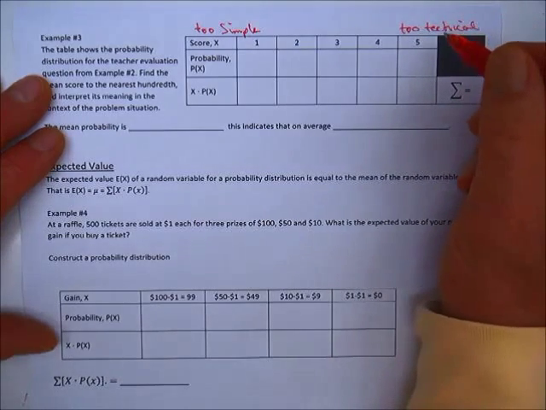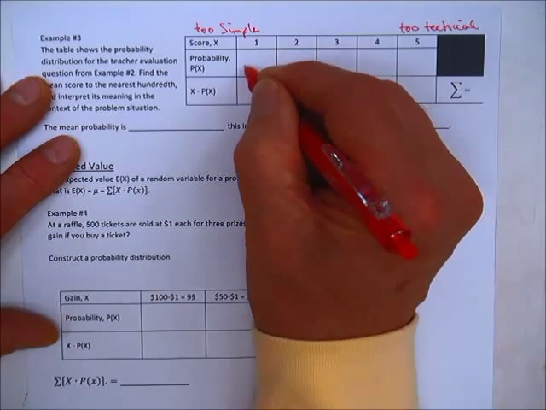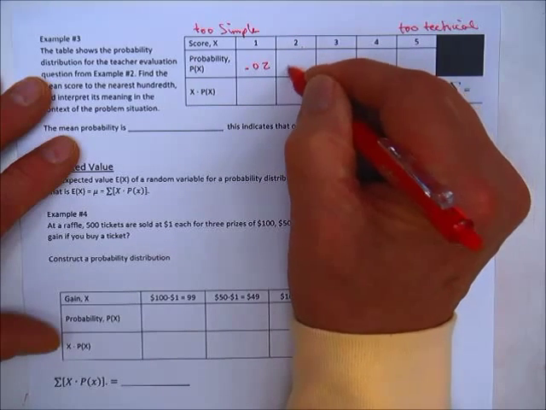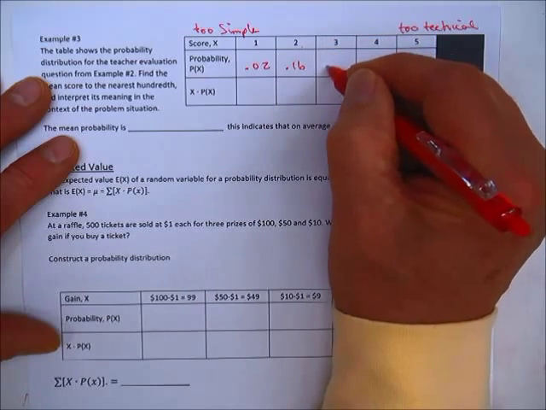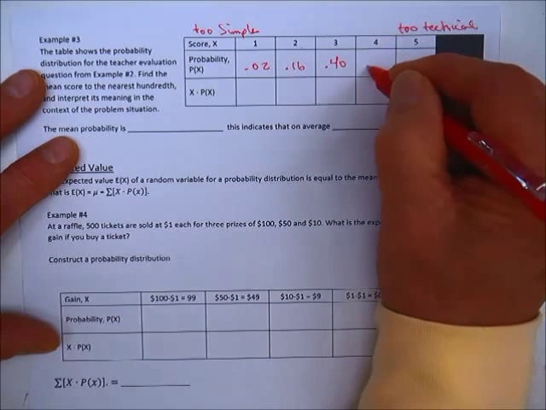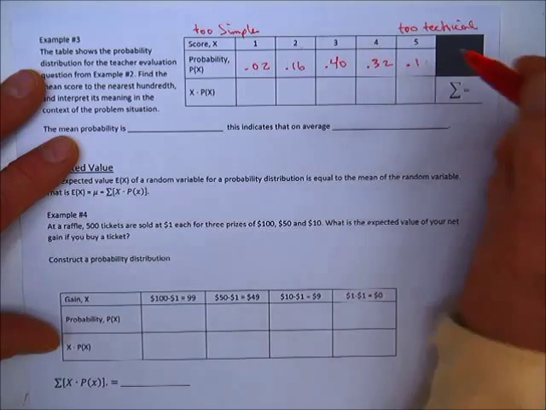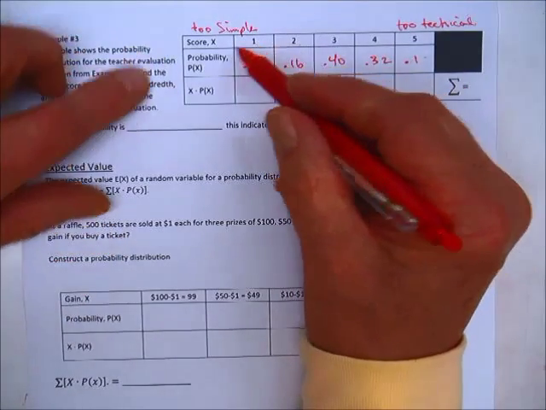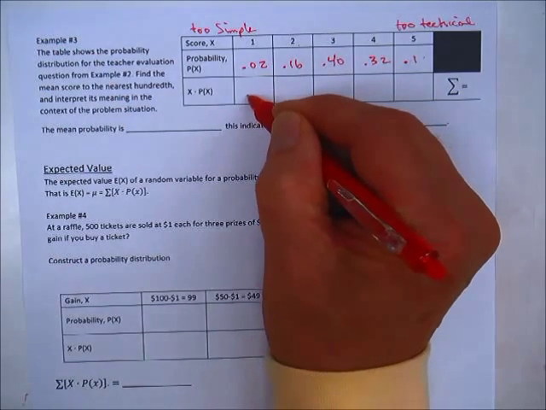And the number of responses that thought they were way too simple, that scored 1, that was 1 out of 50, or a probability of 0.02. And people that scored 2 was 0.16. And the people who scored 3 were 2 out of 5, or 0.4. And people who thought it was getting too technical was 0.32, and people who thought it was way too technical was 0.1. And for the people who scored 1, we multiply our x as a score times the probability, and we're going to get 0.02.